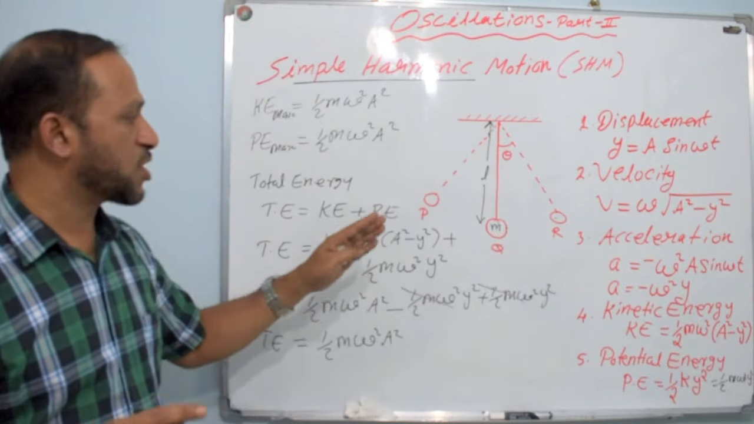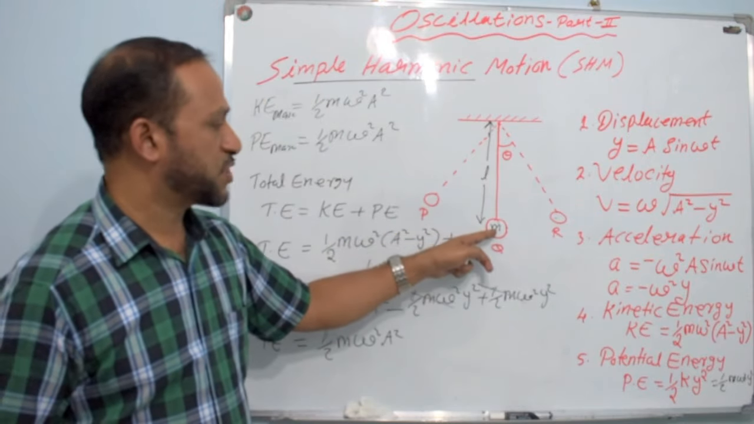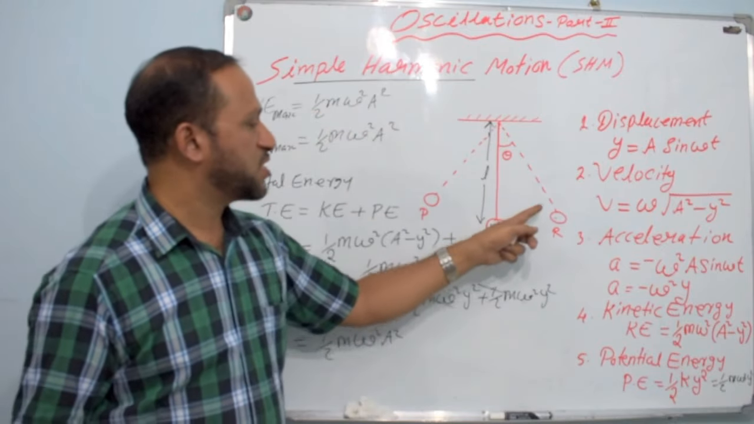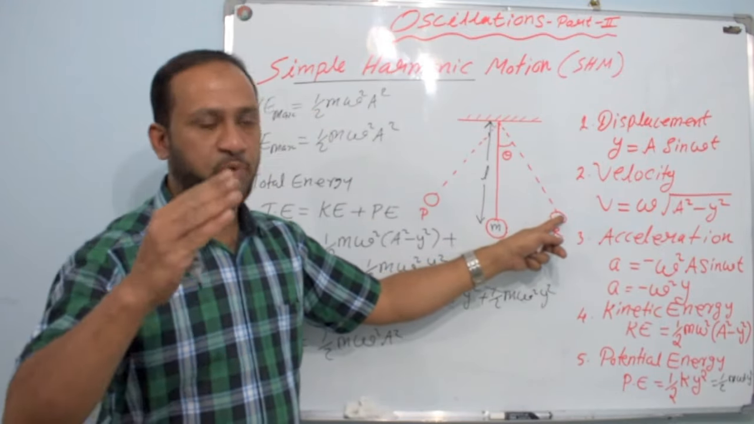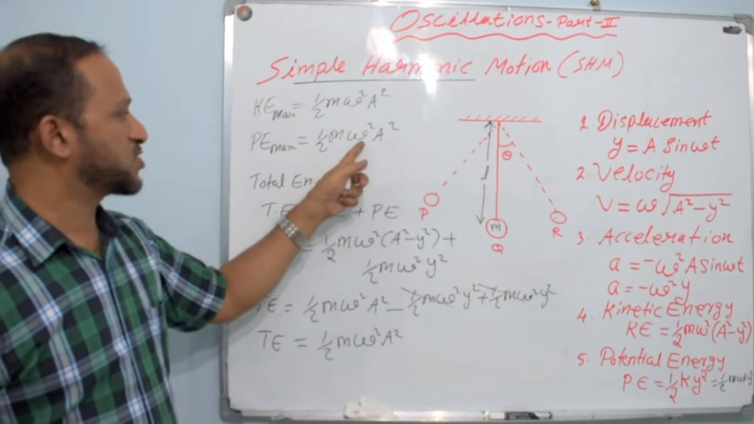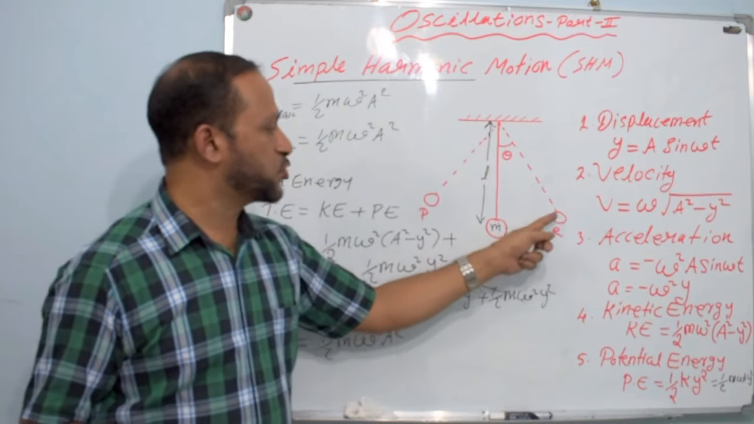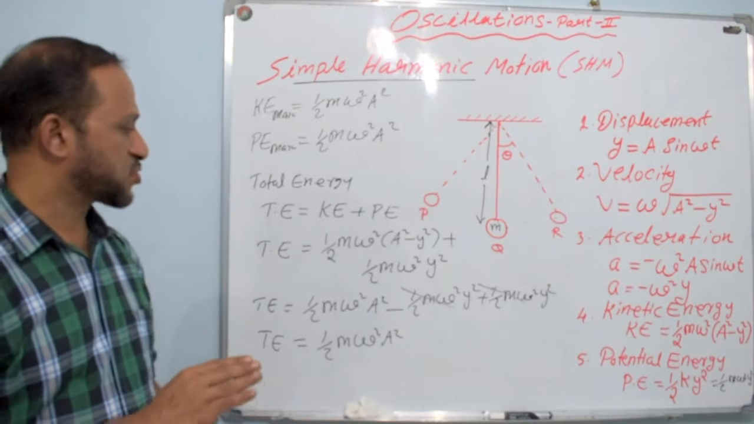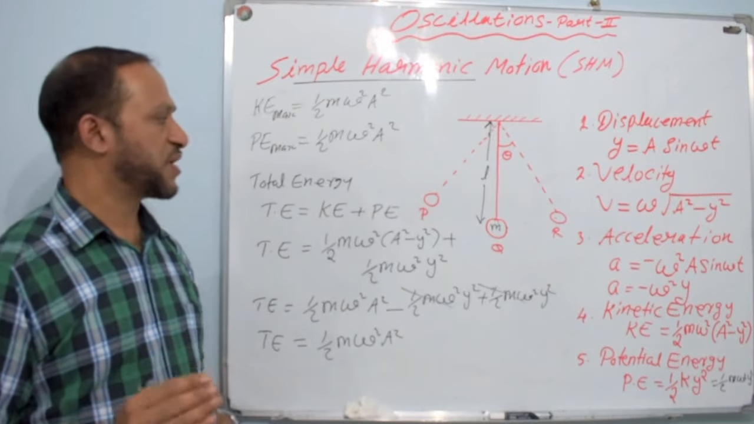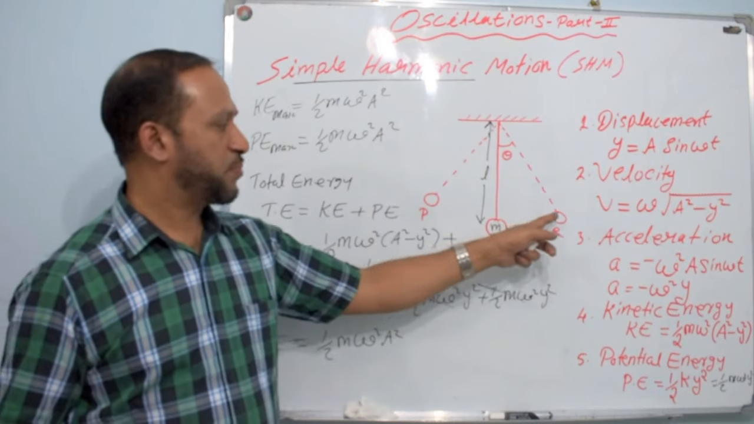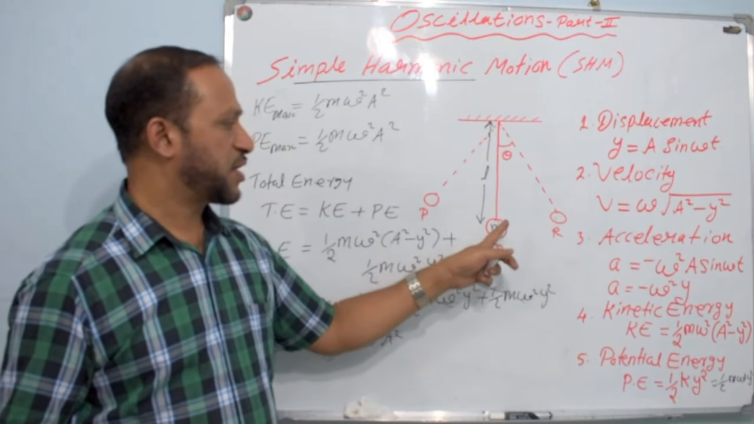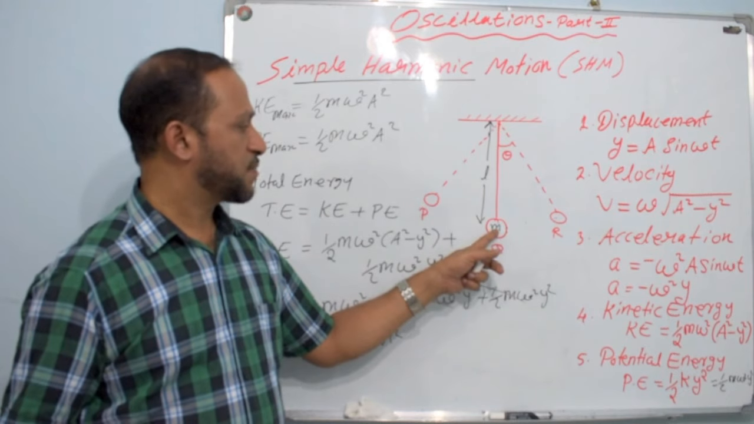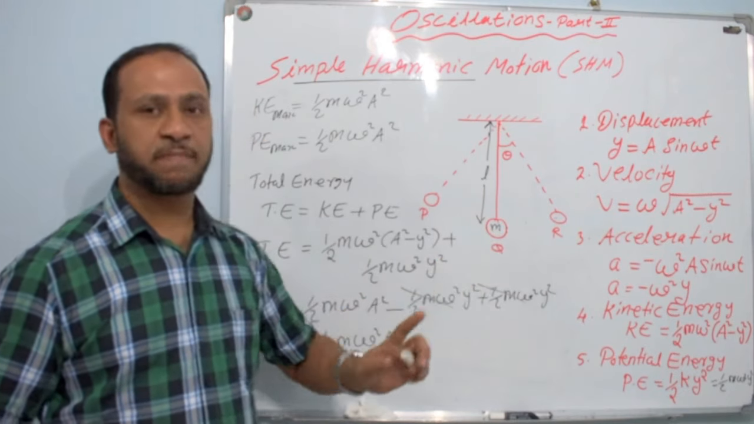But we can see the total energy at the mean position is half m omega square A square. Total energy at the extreme position is also half m omega square A square. In between these two points also, total energy is the same. Means energy remains constant throughout. But at the extreme position, potential energy is maximum and kinetic energy is zero. At the mean position, potential energy is zero and kinetic energy is maximum.